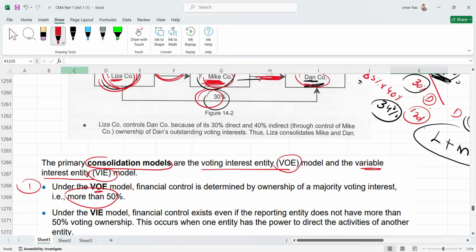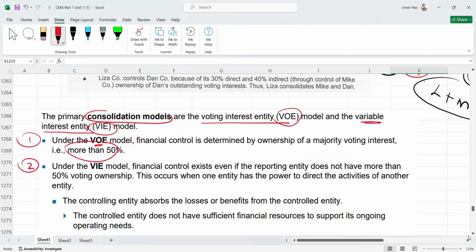So guys, please, this is the second model explained here. In this model, although one company does not have more than 50% of voting rights in the other company, still the first company is controlling the other company. Still the first company has the direct or indirect ability to set the direction of the management and policies of the investee, even though you don't have more than 50% of the voting rights. So that is called the variable interest model.